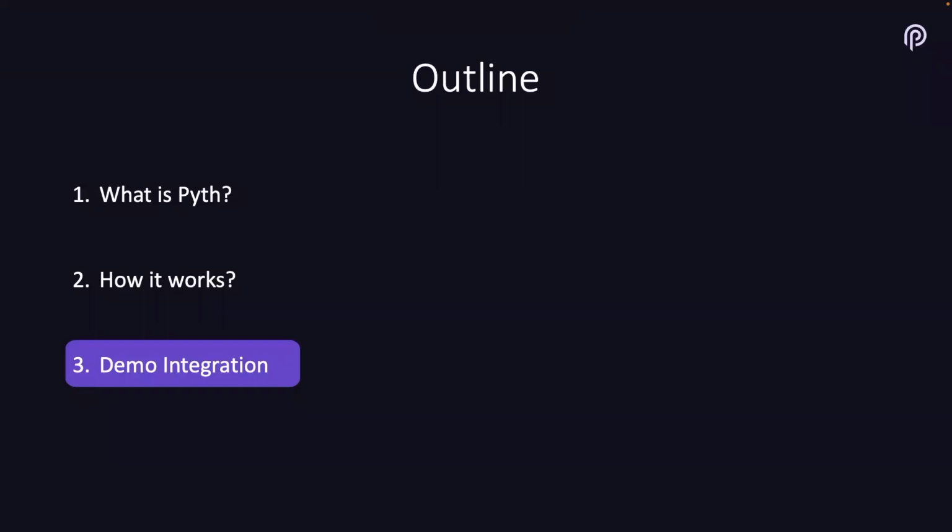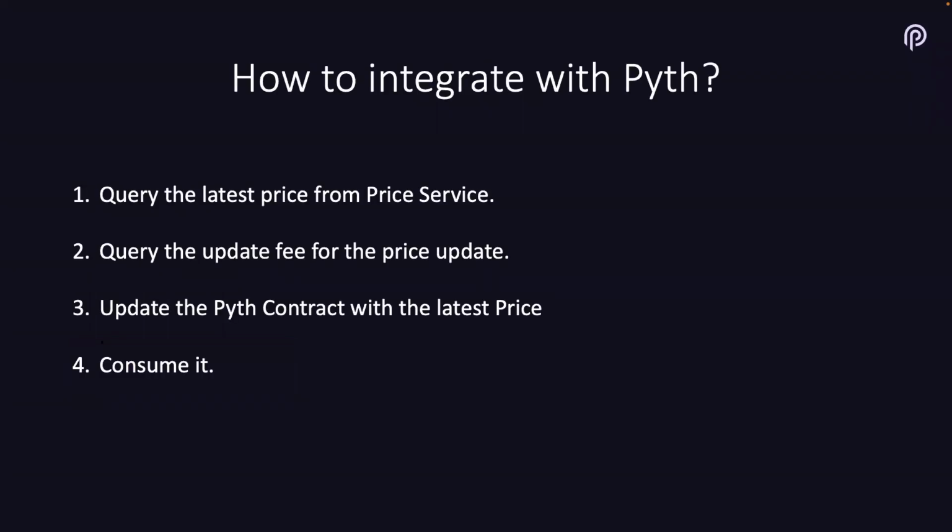So this demo will contain an example tab, which we will come to. But before that, let's just talk about the different steps that are involved in integrating with it. These steps, first of all, there is this price service which has the latest prices. The consumers need to query the latest price from this price service. This is the first step. There is an update fee that the consumer has to pay, or the one who is updating these prices on chain has to pay to the Pyth contract.